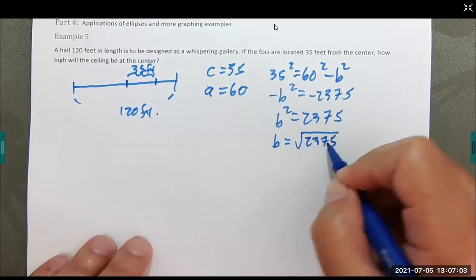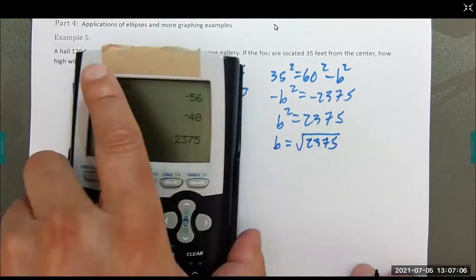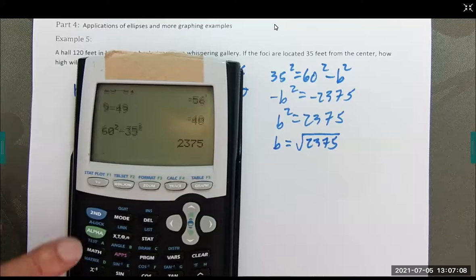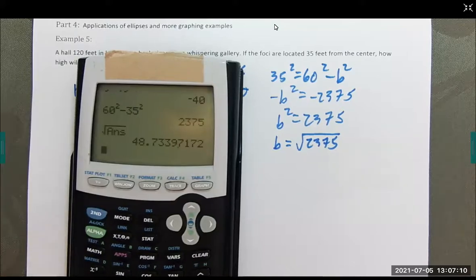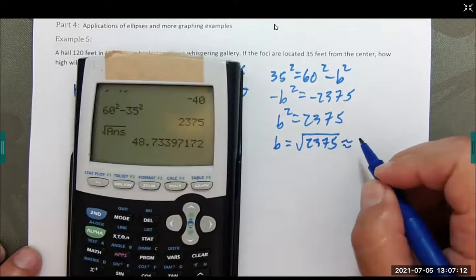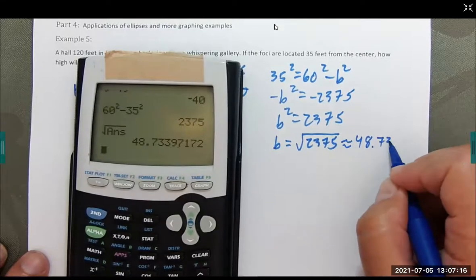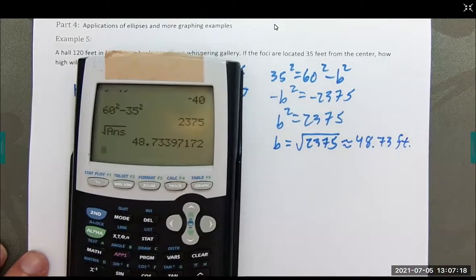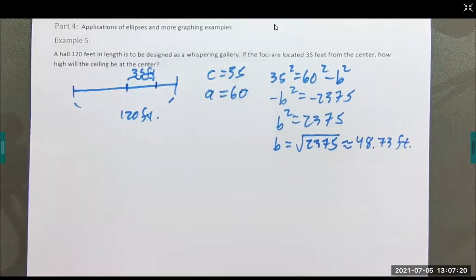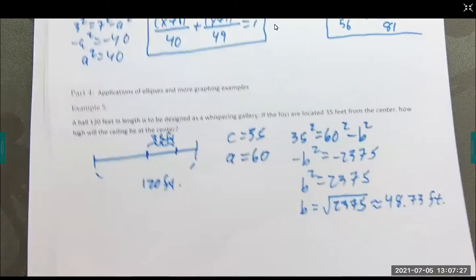Let's see what that looks like. So square root, previous answer. There it is. So it's about 48.73 feet tall ceiling. Cool stuff. All right, and we have a couple more graphs to do.